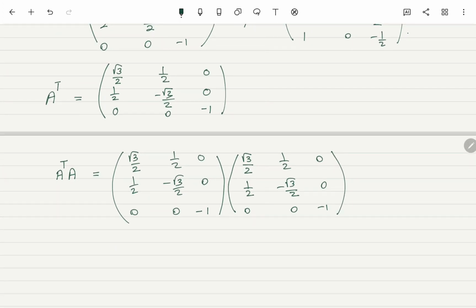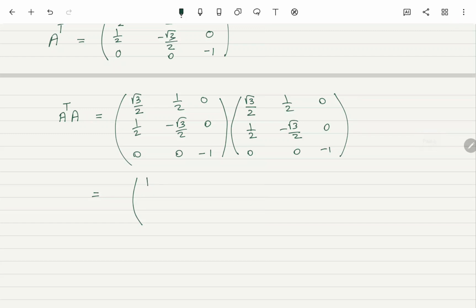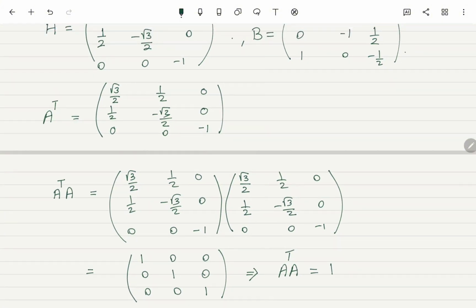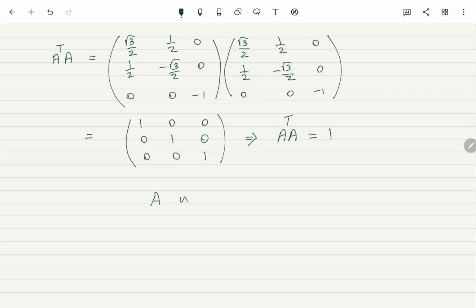Now when we do the matrix multiplication here, we will get 1, 0, 0, 0, 1, 0, 0, 0, 1. So in this case, A transpose A equal to the unit matrix, and that condition is satisfied. For that reason, we can call the matrix A, which is this one right here, an orthogonal matrix. So A here is an orthogonal matrix.